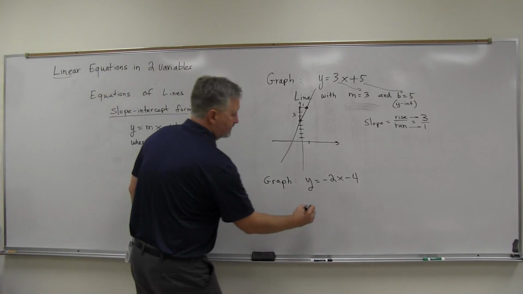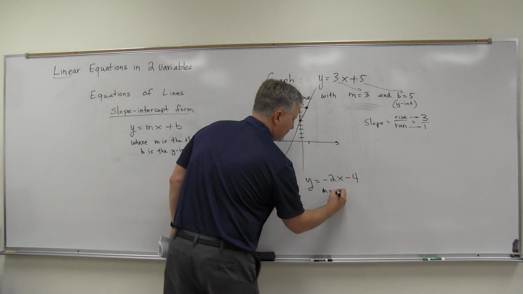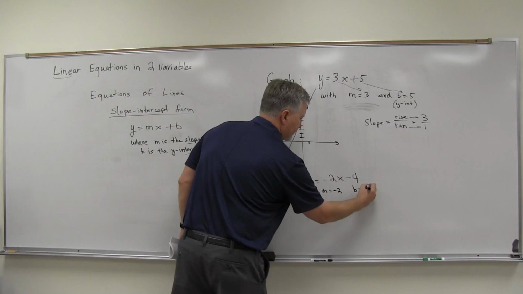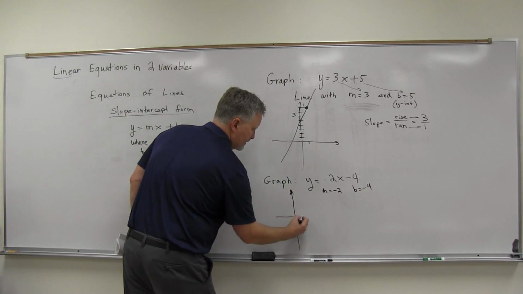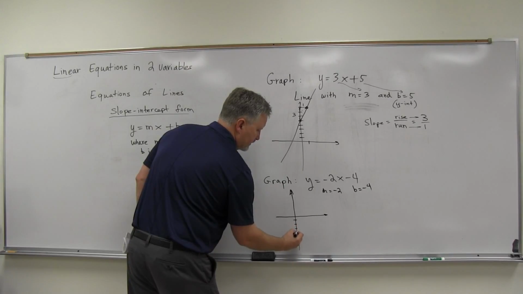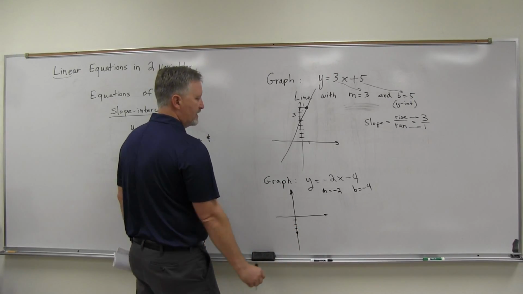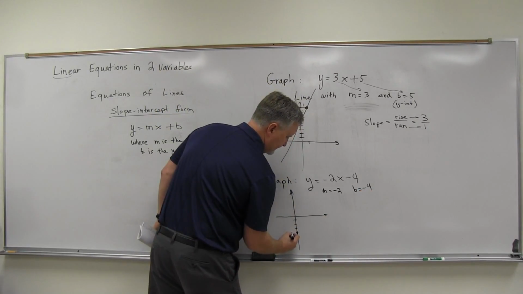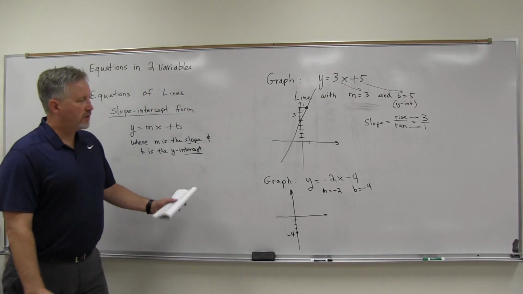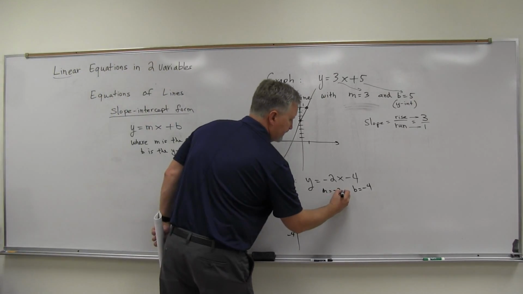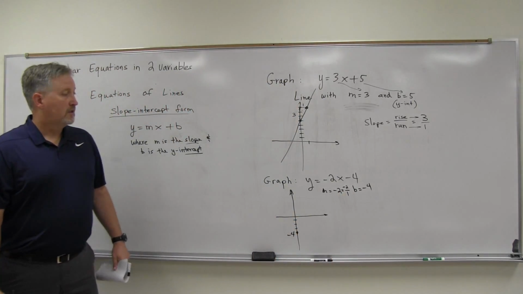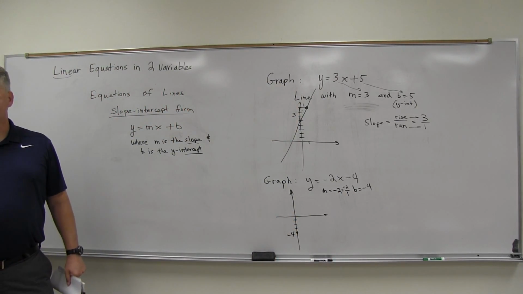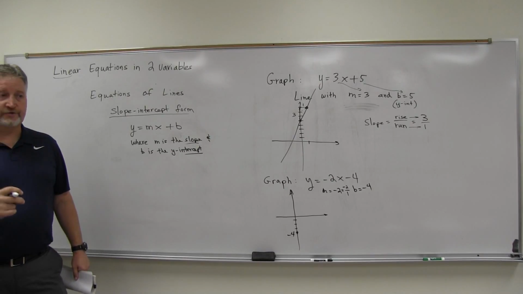All right, so this one we've got the m is negative 2 and the b is negative 4. And so my graph, and I know it's a line, so if I go down 4, that's going to be the y-intercept, negative 4. And then my slope's negative 2, or negative 2 over 1. What does that mean? Down 2 over 1. Rise is negative 2, run is 1, so it'd be down 2 and over 1.